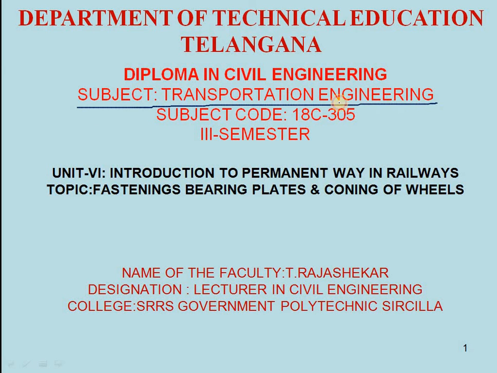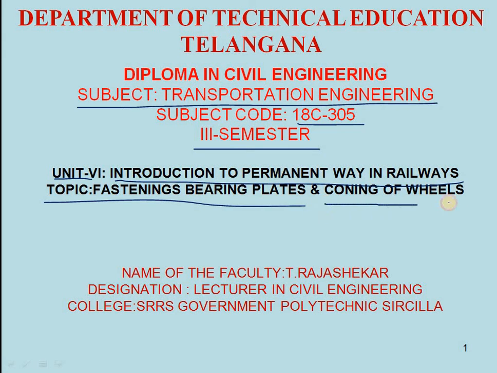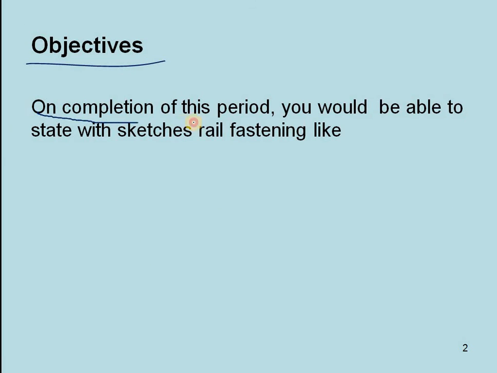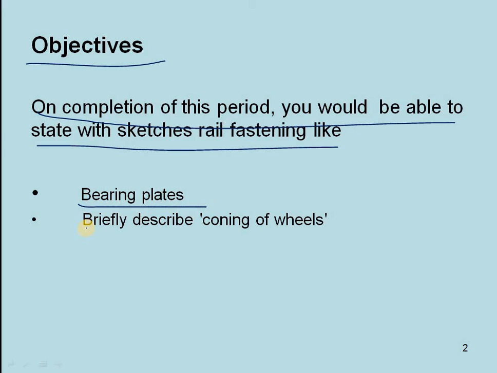Today we are going to discuss the subject Transportation Engineering, subject code 18C 305, third semester, Unit 6, Introduction to Permanent Way in Railways. Today's topic is fastenings, bearing plates and coning of wheels. Objectives: on completion of this period, you will be able to state with sketches rail fastenings like bearing plates, and briefly describe coning of wheels.